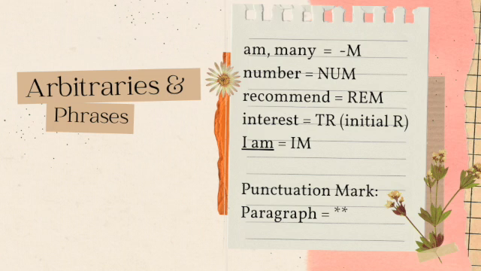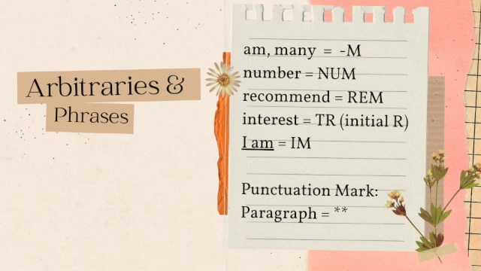Here are the arbitraries and phrases for lesson 11. We have many, that's equivalent to final M. We also have number, that's initial N, vowel U, final M. Then we have recommend, that's initial R, vowel E, final M. Then interest, that's initial TR. So the R here again is initial. Then I am, this is a phrase, that's vowel I and final M.